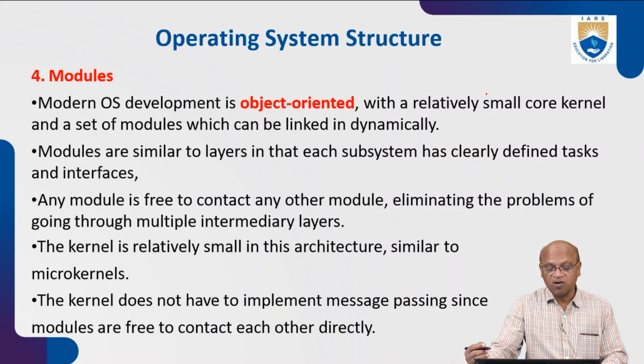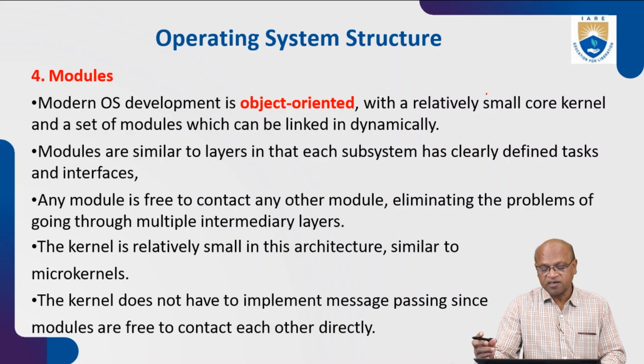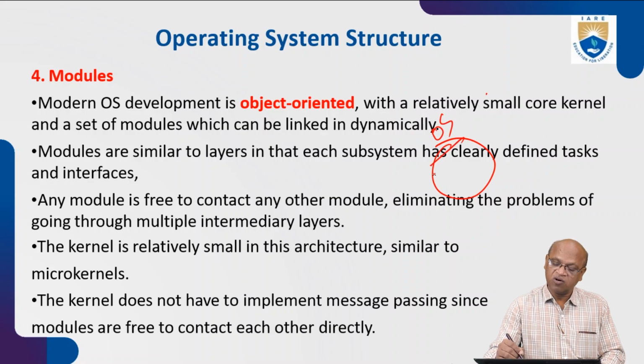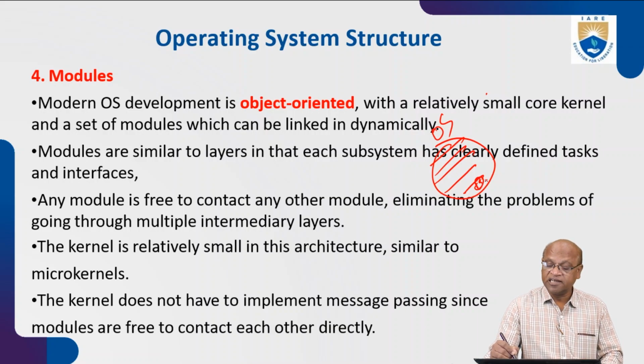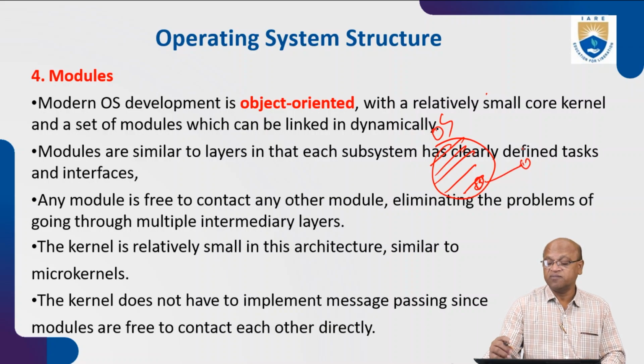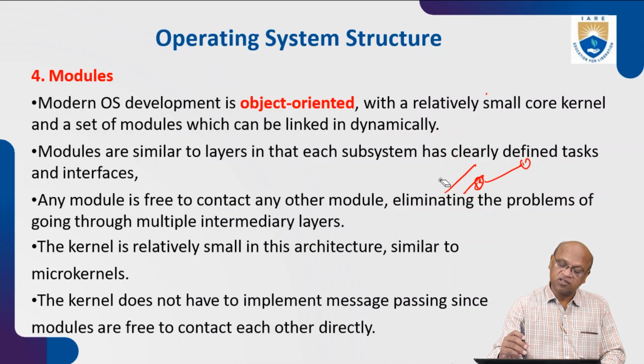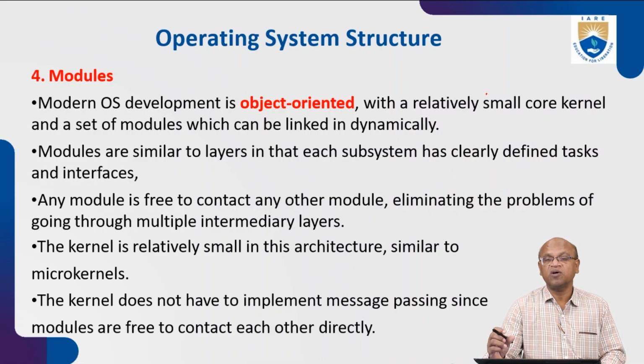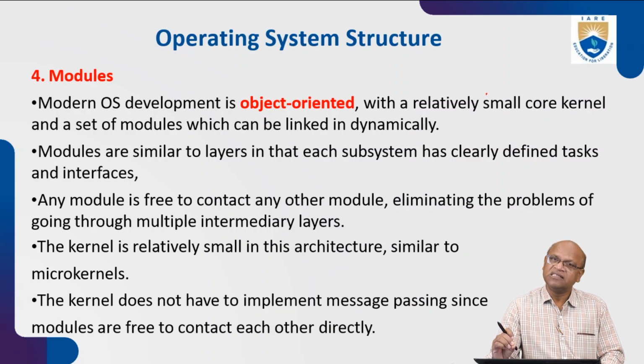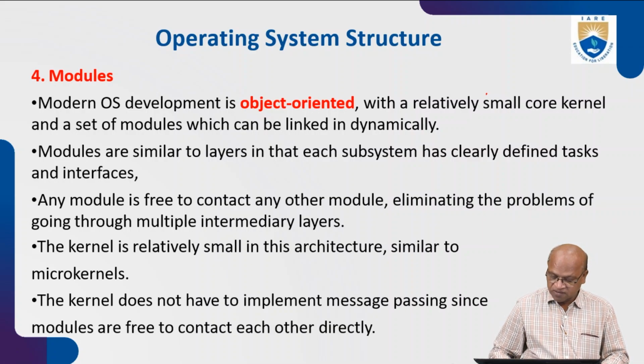So the kernel is relatively small in this architecture, similar to the microkernel. The kernel doesn't have to implement message passing, since the modules are free to contact each other directly. Since this is your OS, all the modules are there. The kernel is also a small module. This is the kernel. You can directly contact the hardware, as we explained since the beginning. Since in the modular structure, all are OS only, software only. So the kernel is a part of the OS only, but the kernel is a module, but it is very small. It has direct access to the hardware that we already discussed.